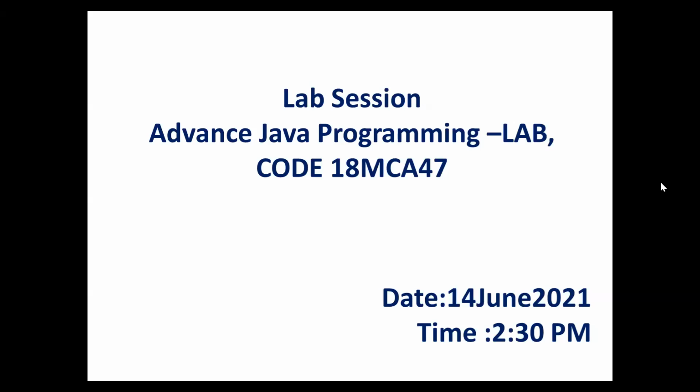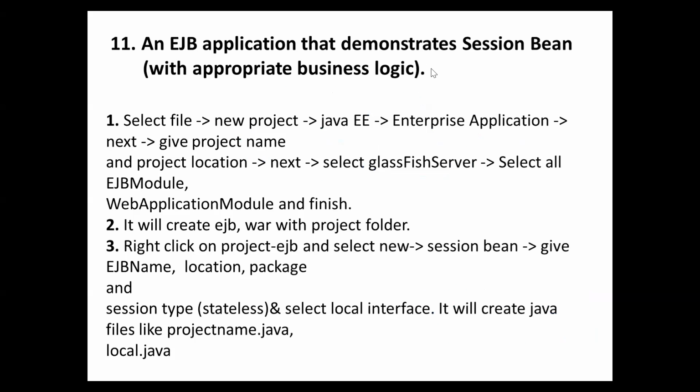Good afternoon, students. So today we can take the lab session, that is Advanced Java Programming Lab, and the code is 18 MCA 47. So we can go for program number 11. This is the concept of using an EJB application. So I think today we'll start with the EJB development.